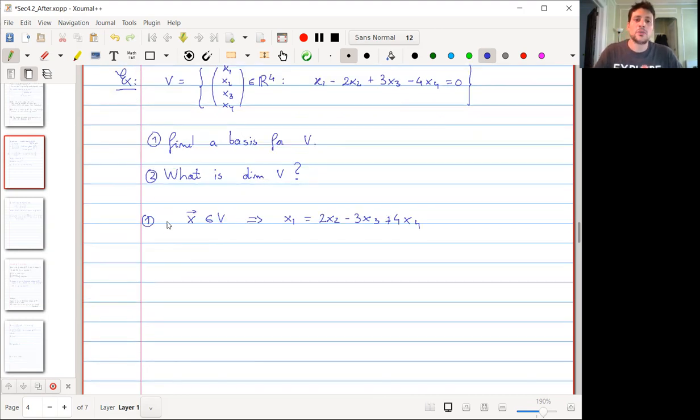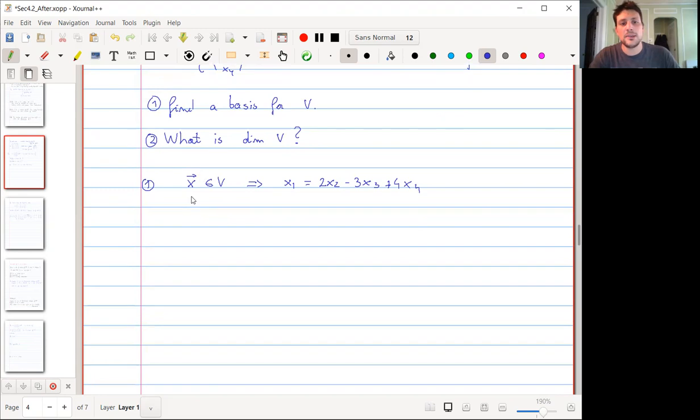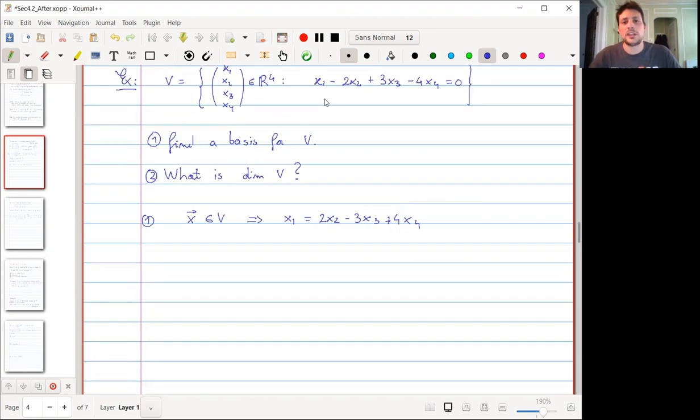To find the basis, well, first observe that every element in V must have this relation between its first entry and all the others. We get this by just manipulating the equation that defines V. Move everything to the second side except for x1. In other words, that means that I could write this vector as 2x2 minus 3x3 plus 4x4, and then x2, x3, and x4.